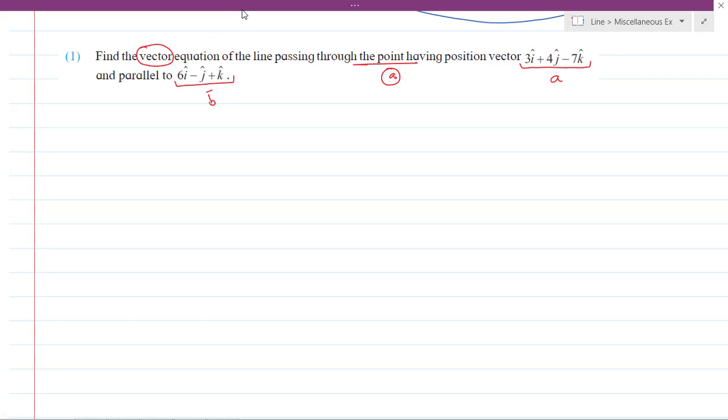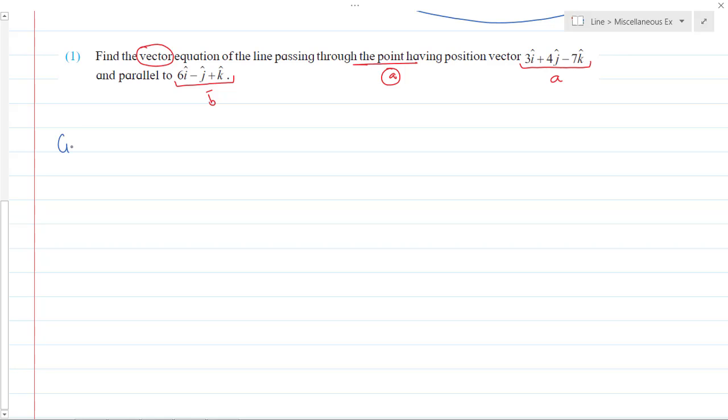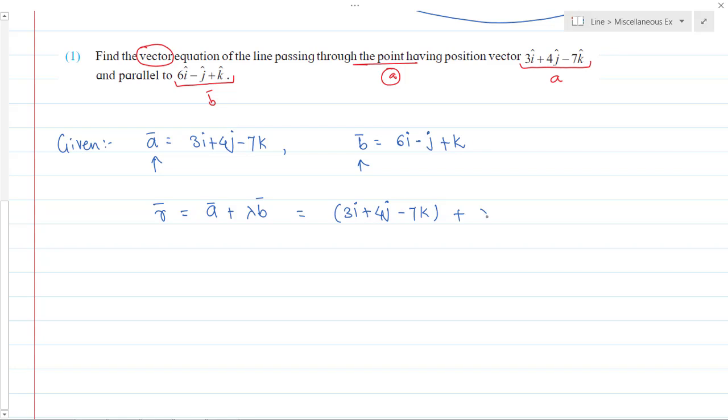They are asking for the vector equation. First of all we write the given information. a bar equals 3i plus 4j minus 7k, and b bar equals 6i minus j plus k. This is the point through which the line is passing, and this is the parallel vector. The vector form of the line is a bar plus lambda b bar, which equals 3i plus 4j minus 7k plus lambda into (6i minus j plus k). That's it, this is my answer. It's very simple. Do not worry about this lambda. If we have some other information in the equation, we can easily find the value of lambda. Perfect, this is my final answer for this question.